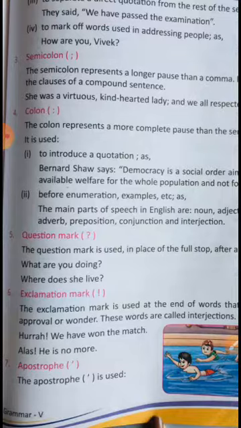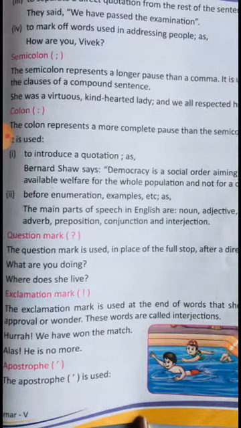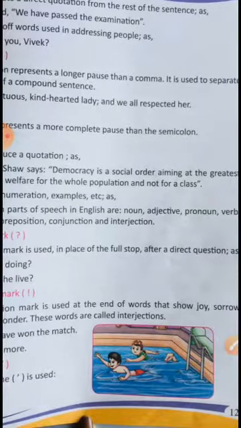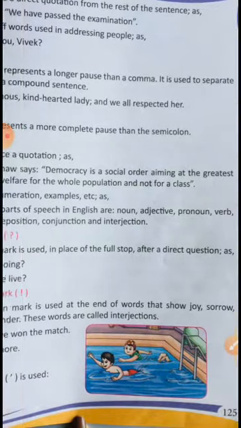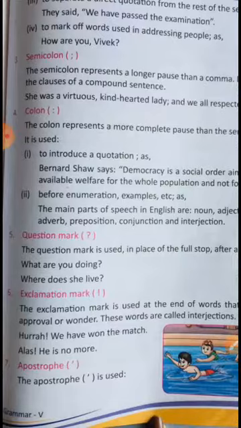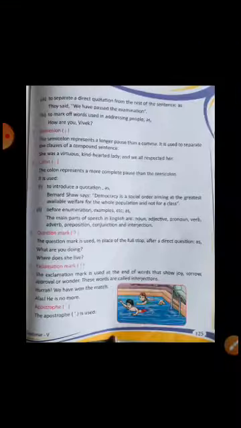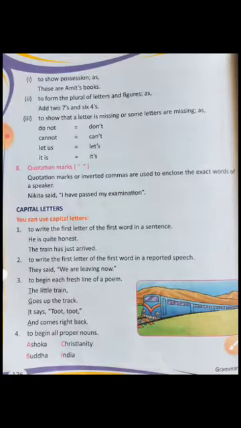Now come to exclamation mark. Exclamation mark is used at the end of a word that shows joy, sorrow, approval, wonder, that is, sudden feelings. Okay, next one is apostrophe. Apostrophe is used to show possession, for example, belongings. You can say, these are Amit's books. And in contracted forms we also use this apostrophe, like don't, can't, let's.